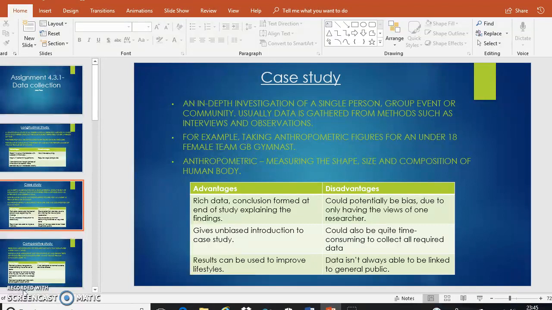Disadvantages are that it could potentially be biased, so there's only one view from one researcher. It could also be quite time consuming to collect all the necessary data, and data isn't always able to be linked to the general public.